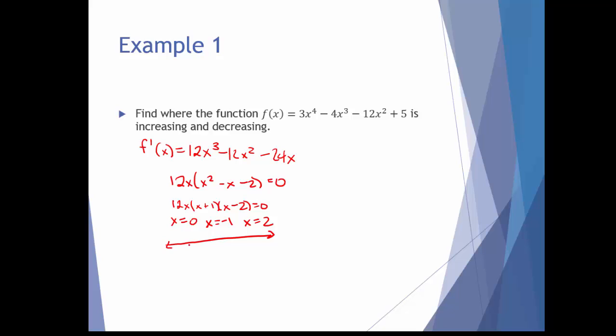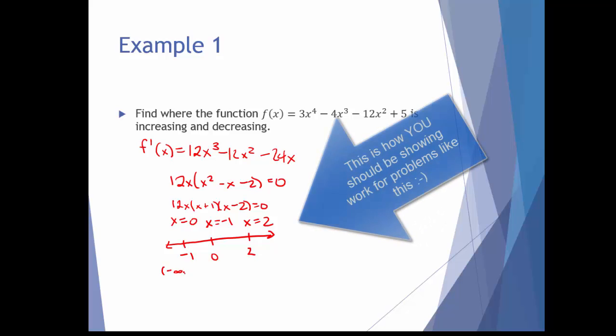I need those three on a number line. So there's negative 1, 0, and 2. And what we need to do is figure out whether the derivative is positive or negative on each of those intervals in between those numbers. So we look at negative infinity to negative 1, negative 1 to 0, 0 to 2, and 2 to infinity.